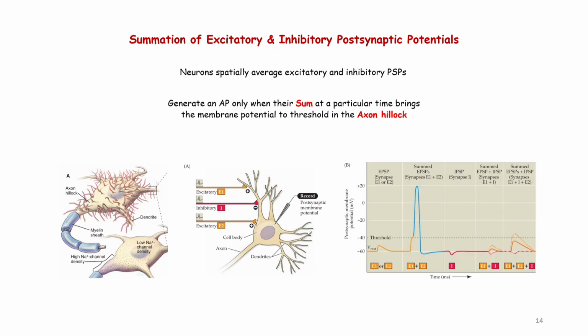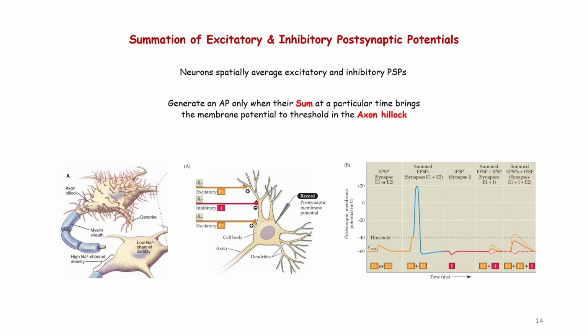See here, the resting potential is minus 60 millivolts. Now if we activate an excitatory synapse like E1 or E2, the membrane potential increases above the resting potential. Now when we activate both E1 and E2, both the excitatory synapses, the membrane potential meets or exceeds the threshold potential and it causes a full firing of an action potential.